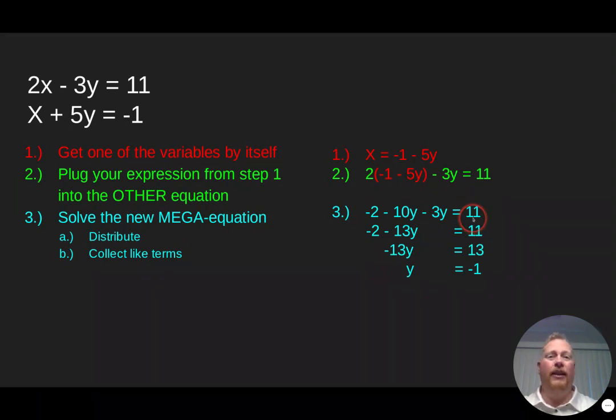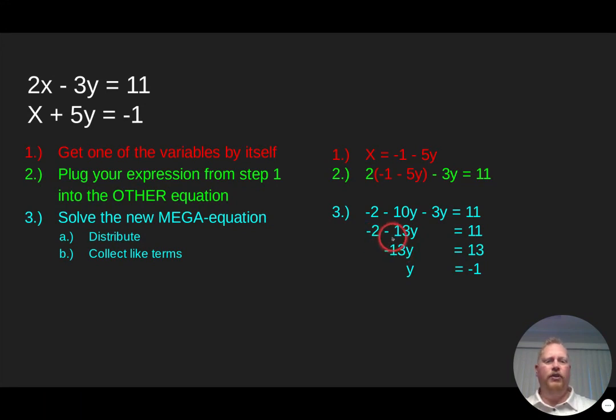Now that's a big thing that a lot of people do: once they distribute, they tend to ignore what's left in the equation. Okay? So don't do that. Make sure if you've got -3y, make sure you bring it down. Next thing I did was I collected like terms. So if I have -10y and -3y, that makes -13y.